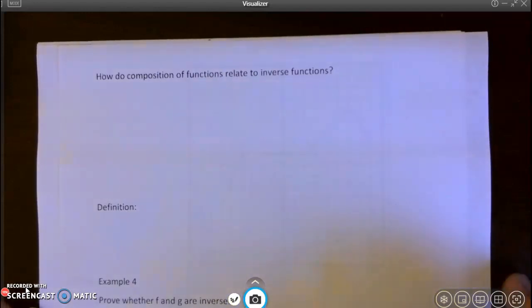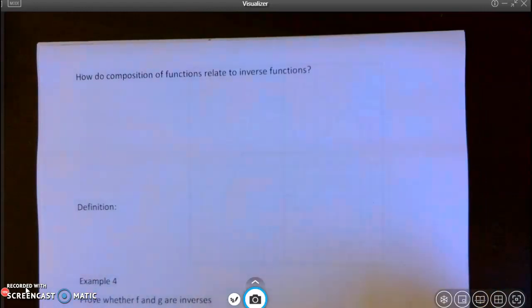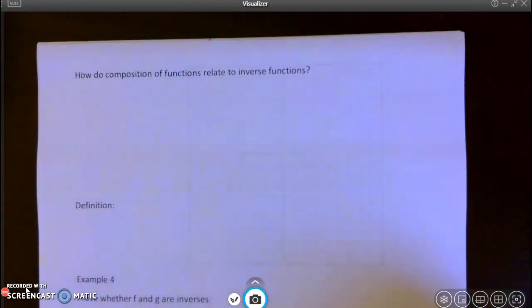Well, we learned in our composition of functions, we had an example in the last section where when we found the composition of two functions, we got x, and then when we did the composition in the other order, we also got x. And we said that means that those functions are inverses. If you don't remember that, that's okay. We're going to write it down right here.